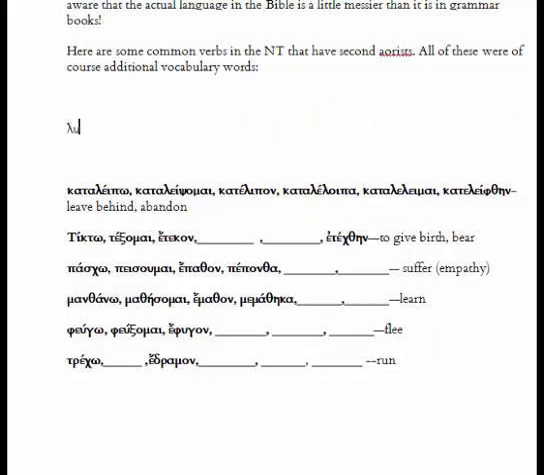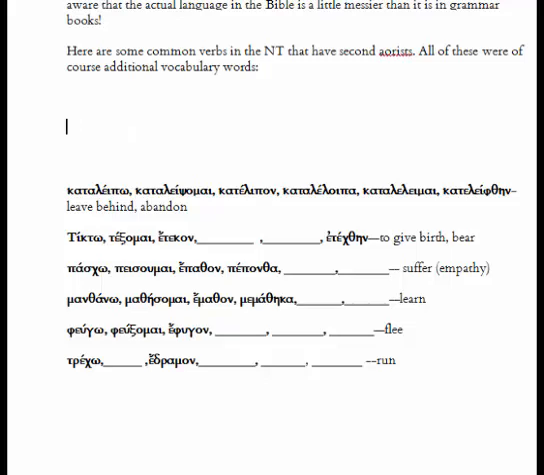You have the verb luo, which we know means to loose or to free, but kataluo means to destroy. You have the verb esthio. I'm not accenting these. Esthio means to eat, but katesthio means what? To gobble up or devour. It kind of intensifies it. Krino is a good example. Krino, as we know or should know, means to judge, but katakrino means to condemn. So kata sometimes has that harshness attached to it. Be on the lookout for that.